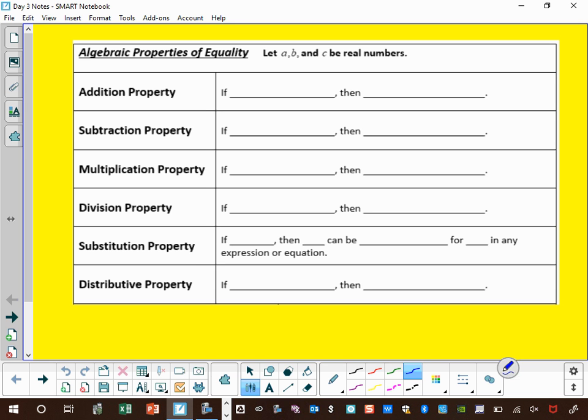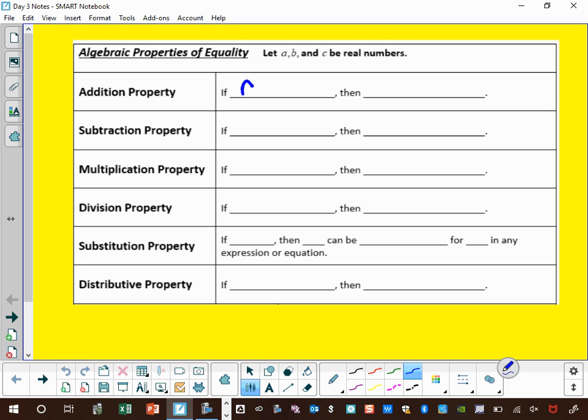Okay, so algebraic properties of equality. This is not new. You guys have seen this in Algebra 1. Make sure you write down exactly what I'm writing down, because if you skip steps, it may get confusing. We are going to use the letters A, B, and C. We're going to pretend that they're real numbers, but right now we're just using letters.